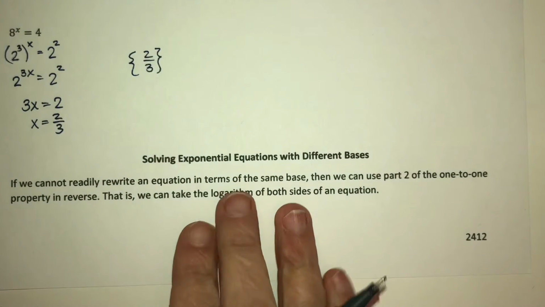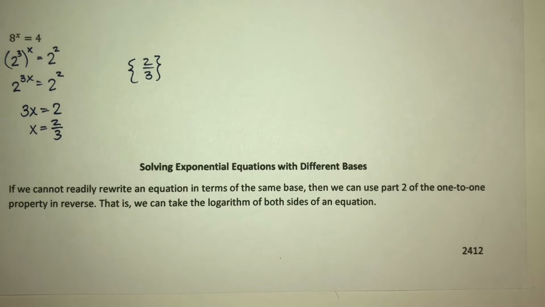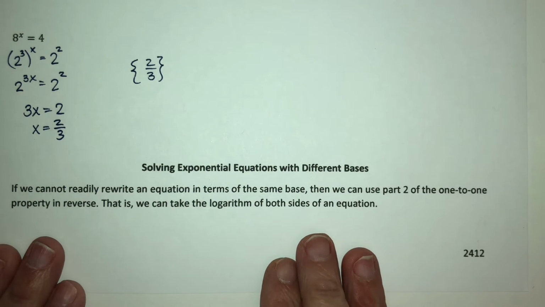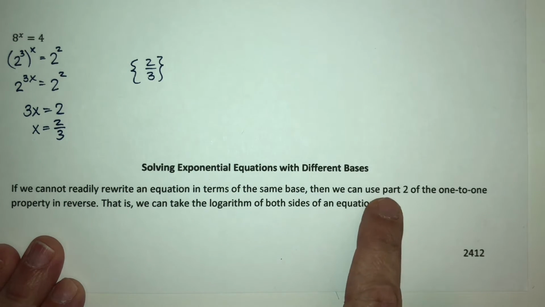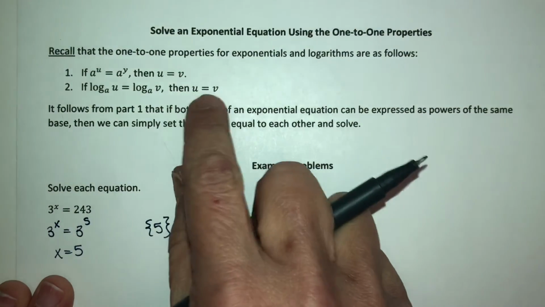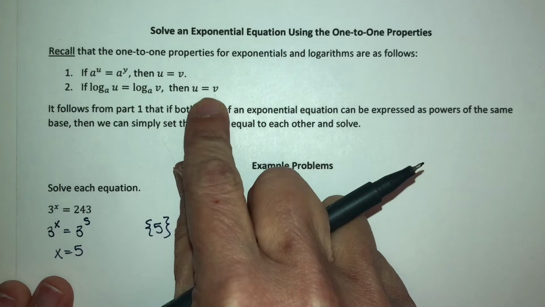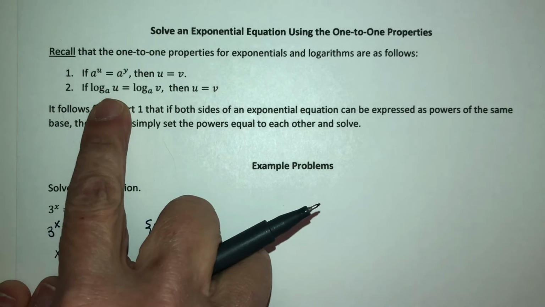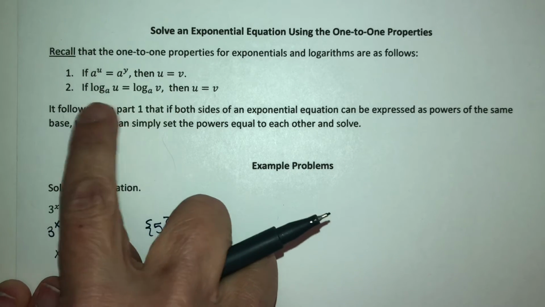Okay, so what do we do if we cannot easily or at all rewrite the equation in terms of the same base? Okay, so that's going to happen sometimes. And in that case, what we do is we use part 2 of the one-to-one property in reverse. So we're going to start off with something like this with two things that are equal, and then we're going to take the log of both sides using the same base.